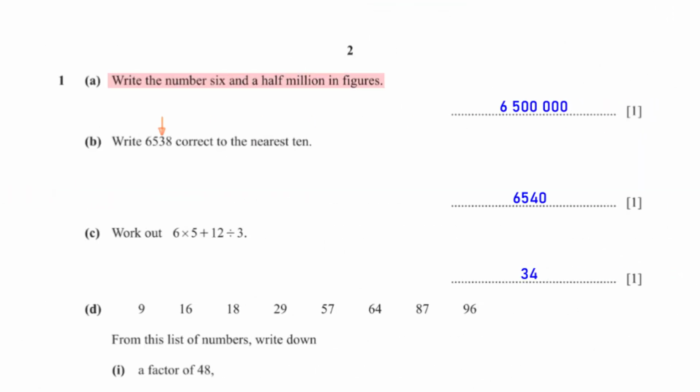Write the number 6.5 million in figures. 500,000 is 500,000. So 6.5 million is 6,500,000.